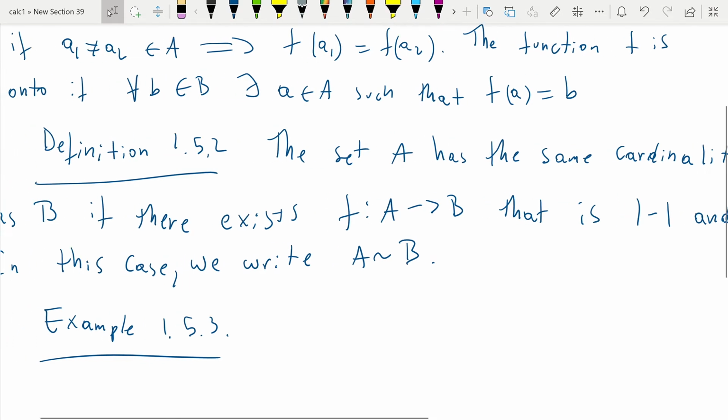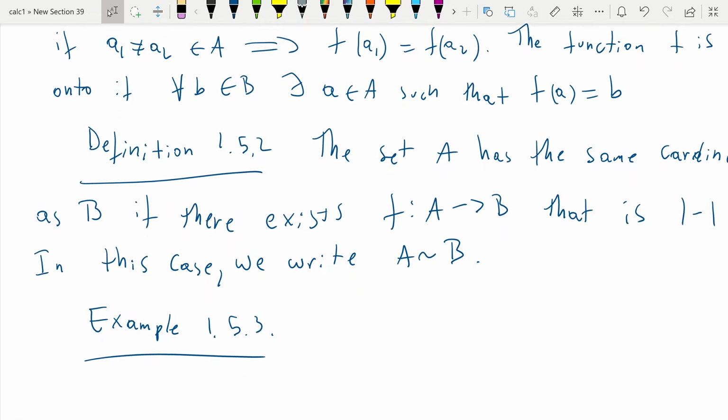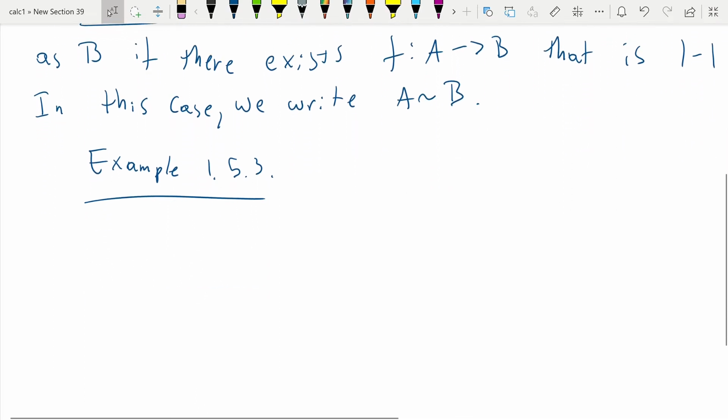And that's why this definition does not contradict the usual definition that we have for finite sets, because they both imply the same thing. Two finite sets have the same number of elements if and only if there is a function with these properties, this one-to-one and onto. So this is really a generalization of that concept.